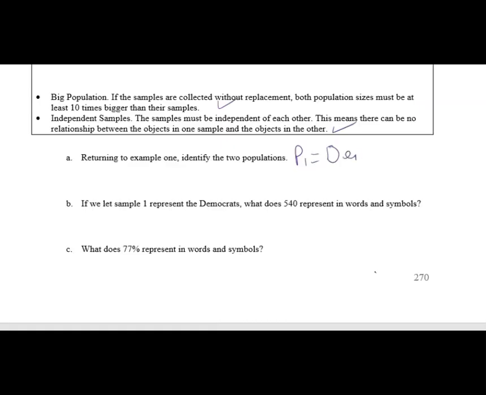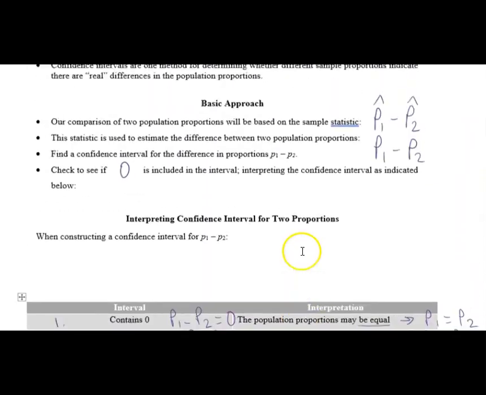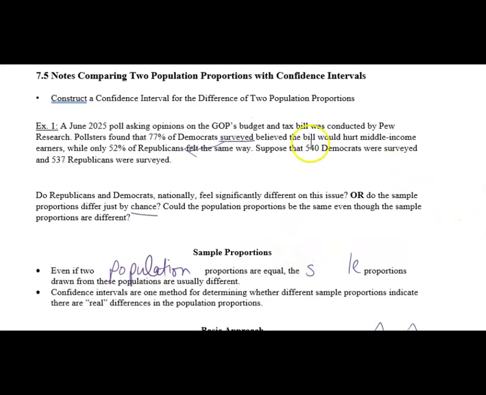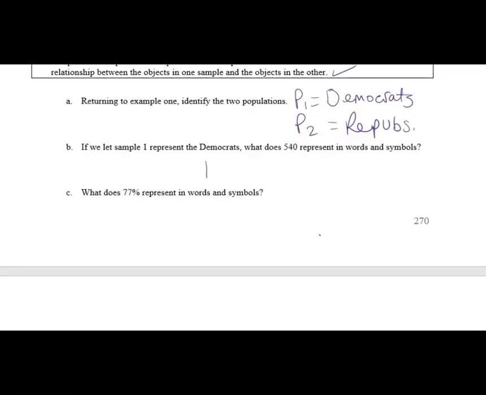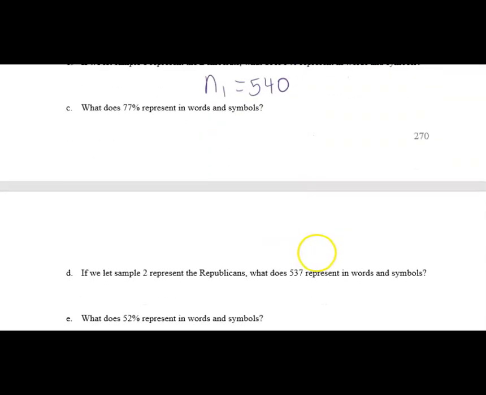P1 is going to be the percentage of all Democrats who agreed with the survey question. P2 will be the percentage of all Republicans who agree with the survey question. If we let sample 1 represent the Democrats, what does 540 represent? 540, as you recall, was the number of Democrats that were surveyed, and then 537 were the number of Republicans that were surveyed. So N1 is the 540, and N2, while we're at it, would be 537. That's down here in part D.